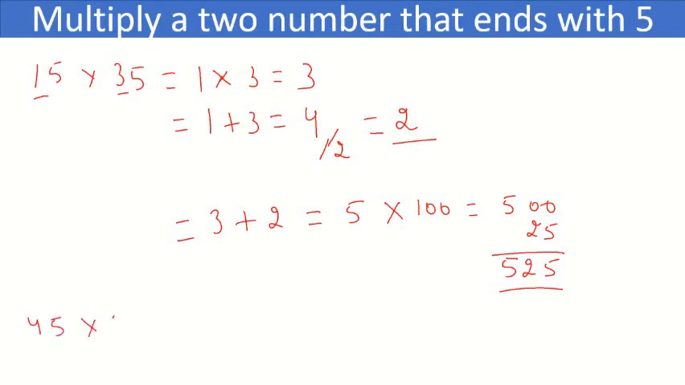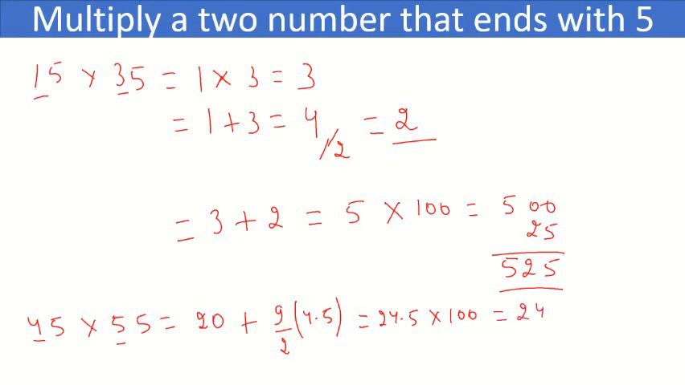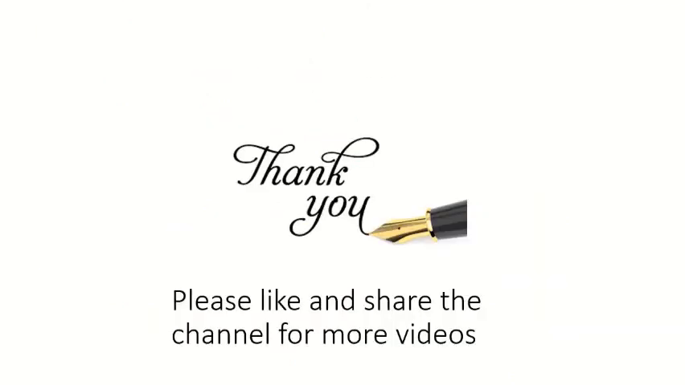Let's take one another example. For example, you have to multiply 45 into 55. So in the first step we will multiply the leading digits, that is 4 into 5, which comes to 20. In the next step we will add the mean of 4 and 5. So 4 plus 5 is 9, 9 divided by 2 will result in 4.5. So 20 plus 4.5 is 24.5. Then we will multiply it by 100. Okay, so the result will be 2450, and then we will add 25 to it. So the result will be 2475.